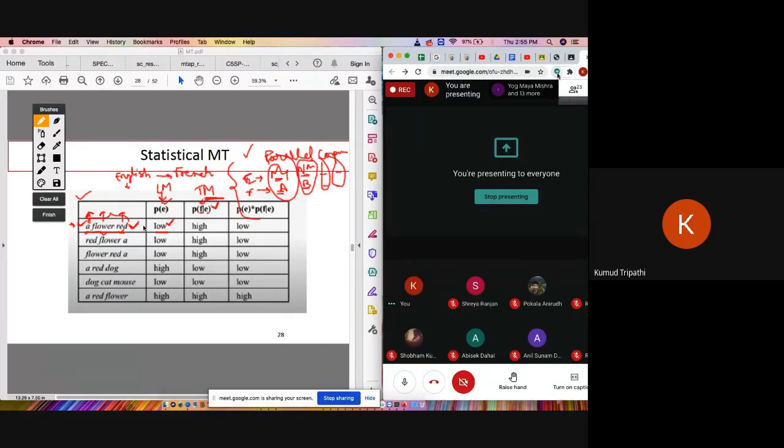Now you have some set of words in English, some set of words in French. You want to find what is the correct English sentence and what is the correct translation for this English sentence into French form. That is going to be provided by the translation model. So for the first sentence, flower red, the language model is giving you low probability, but the translation probability is high. Why is it high? Can anyone answer? Yes, why is it high?